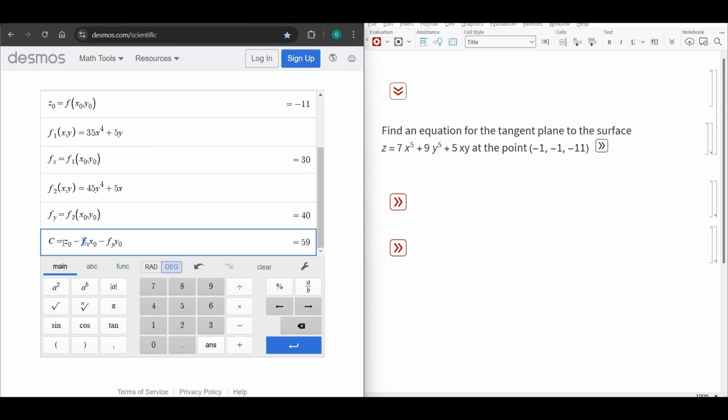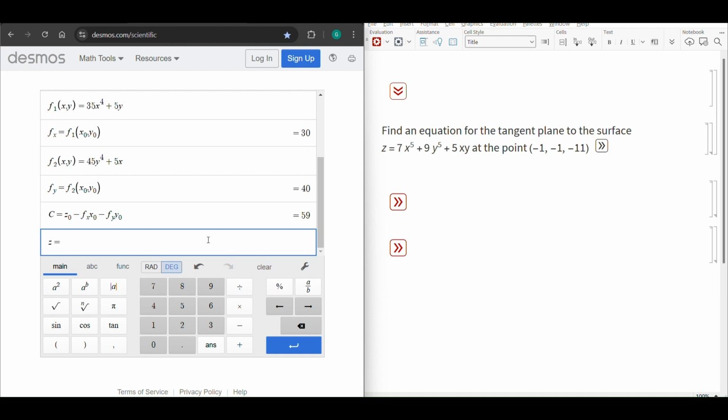So it's very important to write out the equation as you see it in the textbook, and just trust that the variables you input will adjust accordingly. So now we have c equals 59, and now we can write our new equation, which is just going to be 59 plus 30x plus 40y.